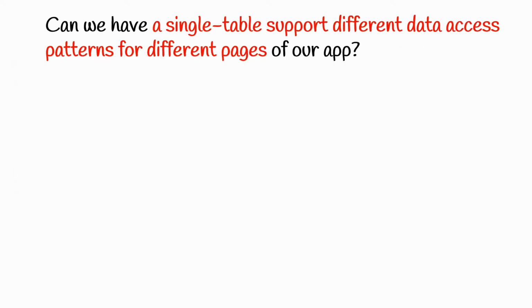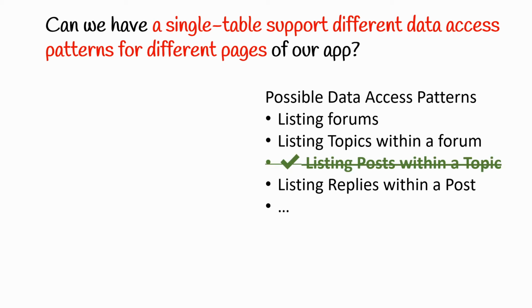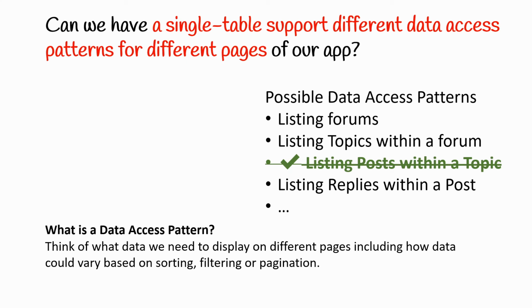So how could we take all those data access patterns for different pages and put them into a single table? Is it even possible? I'm going to tell you it is, okay? It's possible to take our data access patterns, so like listing forms, et cetera, and have one table that powers it all. And just before we jump forward here, I just want to make sure you know what a data access pattern is, because it is a new term that you might not be familiar with. So think of what data we need to display on different pages, including how data could vary based on sorting, filtering, pagination. That is what a data access pattern is.